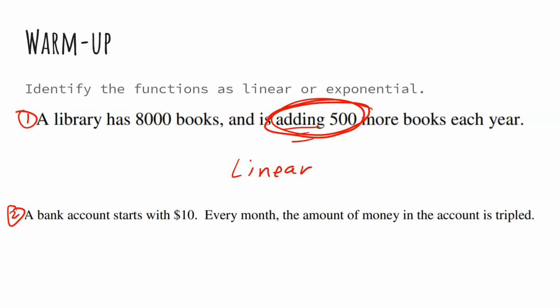The second one says a bank account starts with $10. Every month, the amount of money in the account is tripled. Tripled means multiplied by 3. So because we're multiplying by the same thing, this one is exponential.